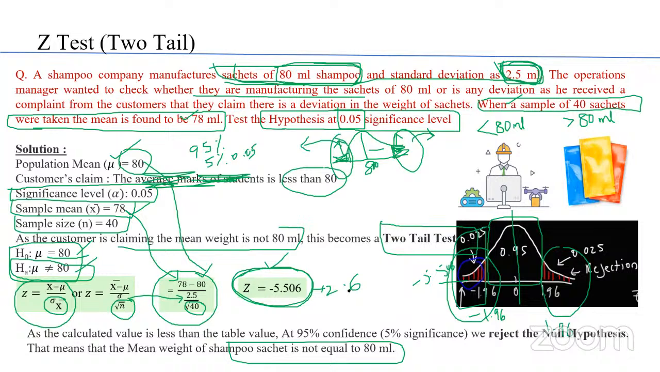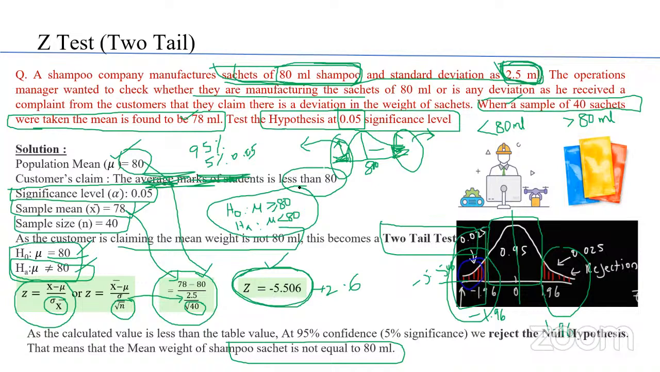The same problem can be done in one way also. If you are asked to find out in a one-way test, H naught would be that the company people will tell that we are giving something which is more than 80 or at least equal to 80. But the customer is challenging us, stating that no, you are giving less than 80. In that case it goes this way. So this is how you would do the same problem as a one-way test.